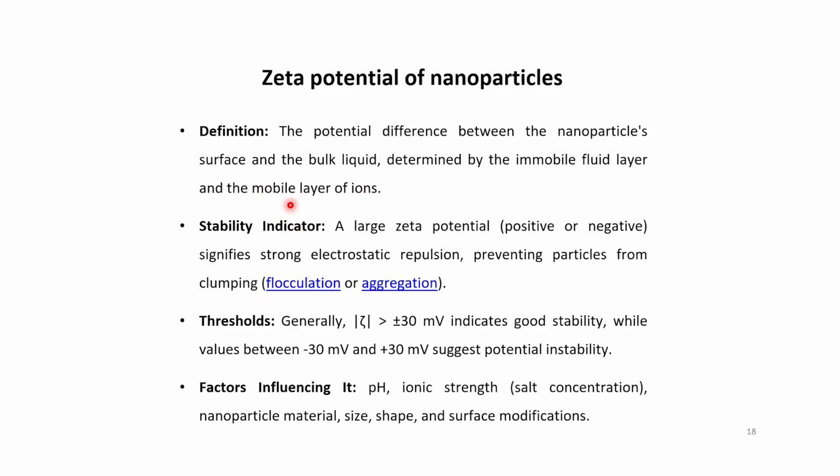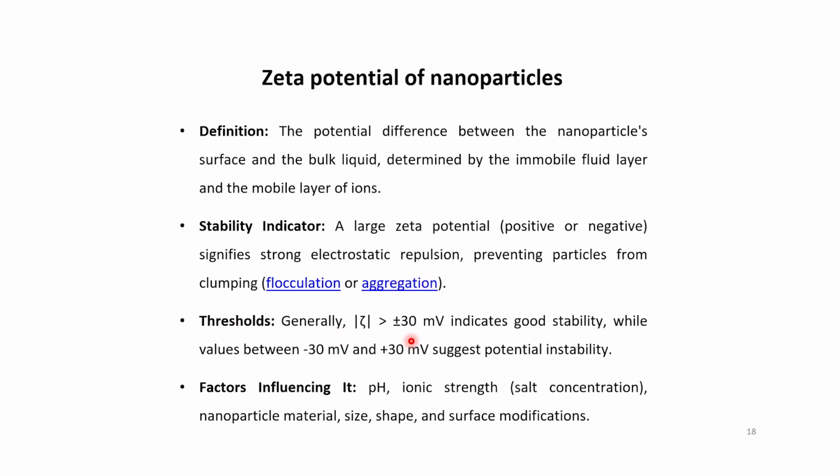So, as a stability indicator, a large zeta potential means it is either positive or negative, and a large zeta potential signifies strong electrostatic repulsion. So, when there is a large zeta potential, it means that there is a strong electrostatic repulsion preventing particles from clumping, flocculation or aggregation.